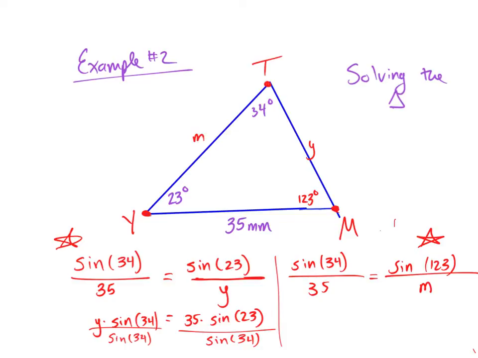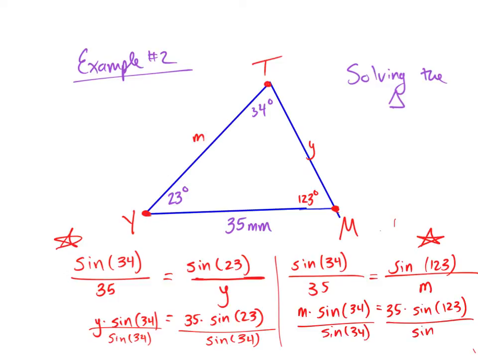Now, on the other side of the equation, it's like starting a whole new problem. Watch how this is a different cross multiplication, because this is m times the sine of 34 is equal to 35 times the sine of 123. Can't they do it just in one step? Yeah, I'm showing the work for learning purposes. As long as you have this all set up, we're all good.